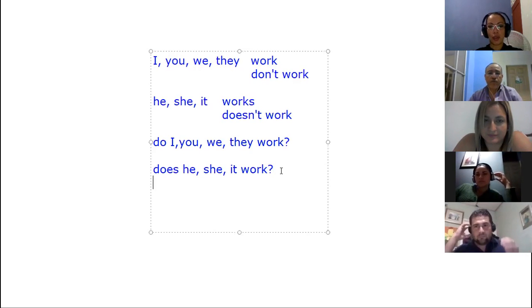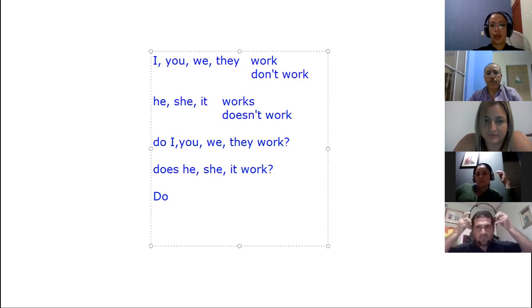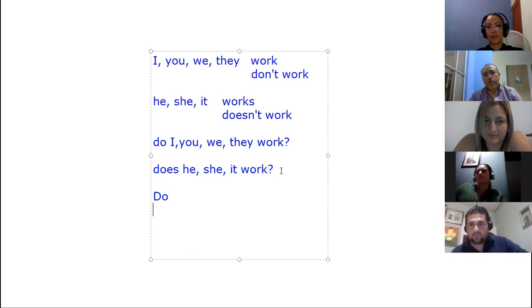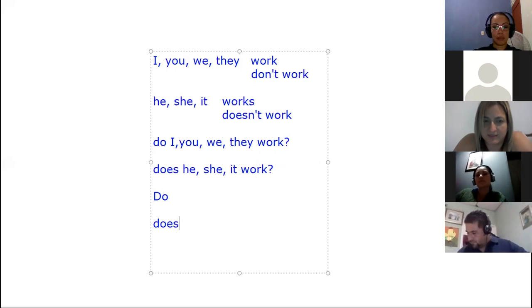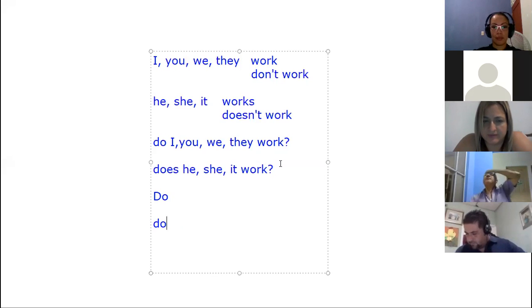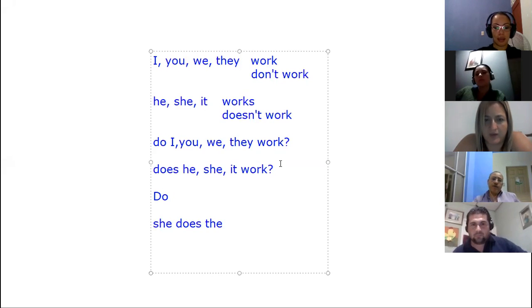Y acuérdense que el do es verbo y es auxiliar. Tiene ambas funciones. Por ejemplo, ¿cómo preguntaría si ella hace la tarea? Does she do the homework? Oración afirmativa, yo diría she does the homework.